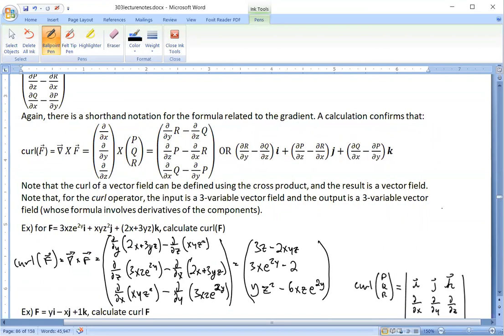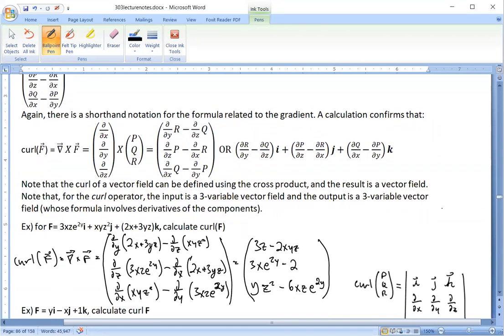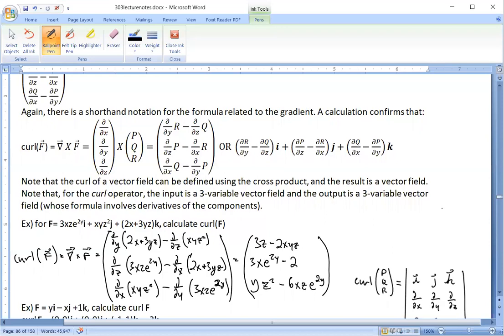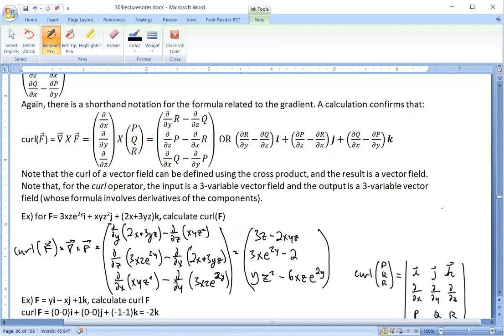Let's look at two simpler curl calculations for a sec. Suppose we have the vector field f equals yi minus xj plus 1k. Let's calculate the curl for that vector field. The first component is going to be dr dy minus dq dz, so that's 0 minus 0. The second component is going to be dp dz minus dr dx. dp dz is 0, dr dx is 0, so it's just 0 minus 0. And then the third component is going to be dq dx minus dp dy. So q is negative x, d dx of that is negative 1. P is y, d dy of that is 1. So negative 1 minus 1, negative 2. So that just gives you negative 2k. Also, it can be written as 0, 0, negative 2. That's the curl of that vector field.